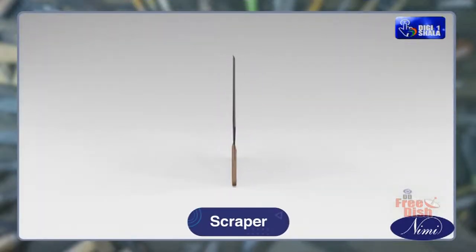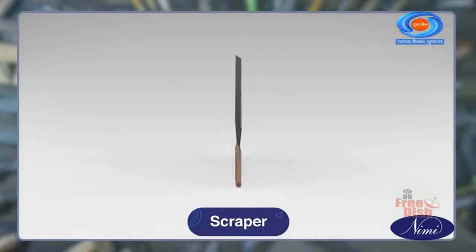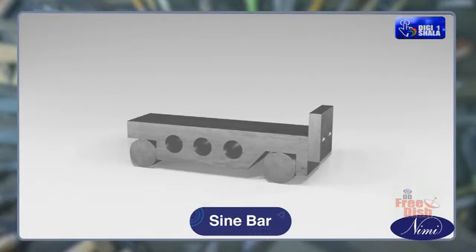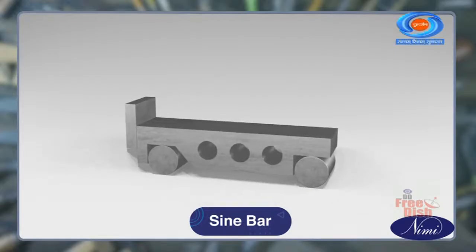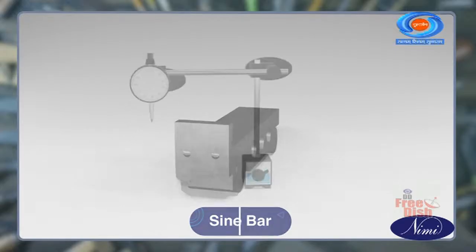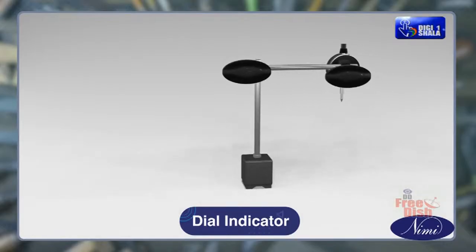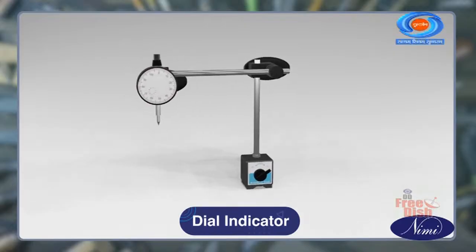Scraper. This device is used to produce key slots, oil lines and parallel surfaces. Sine bar. This equipment is used to measure parallelism and angularity of surface with a supporting tool called a dial indicator. Dial indicator. It is a high-precision device used to measure surface, parallelism, waviness and angularity with high accuracy.